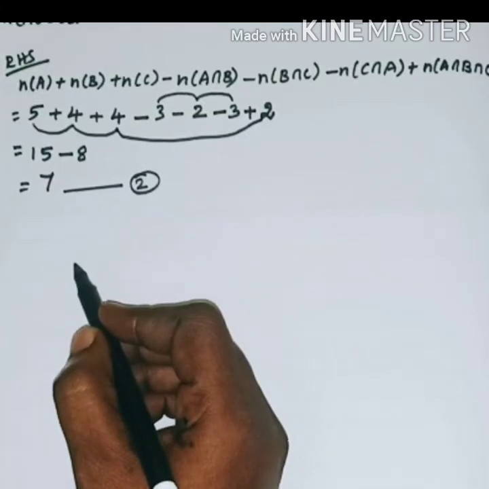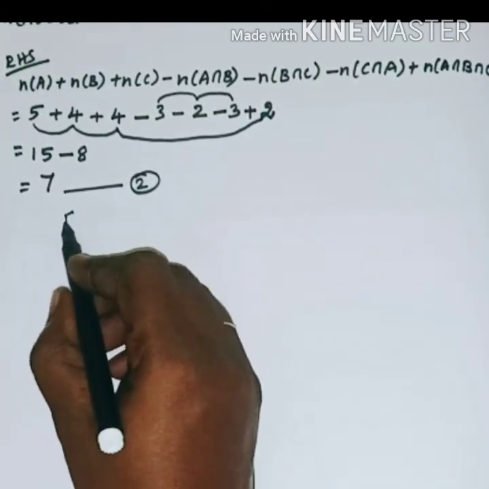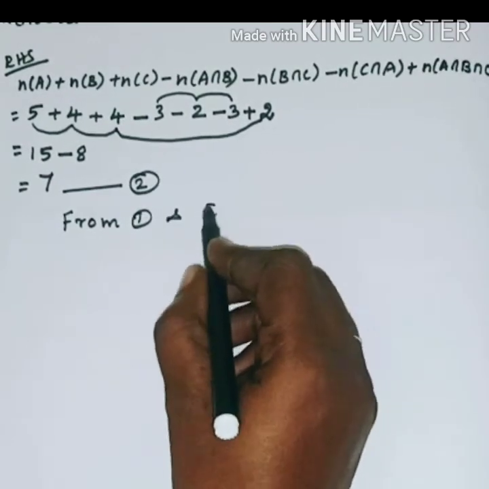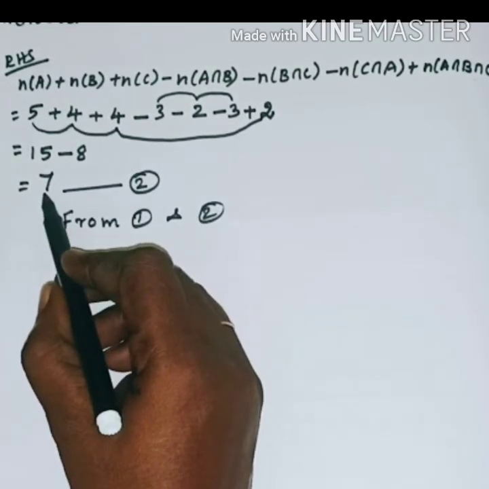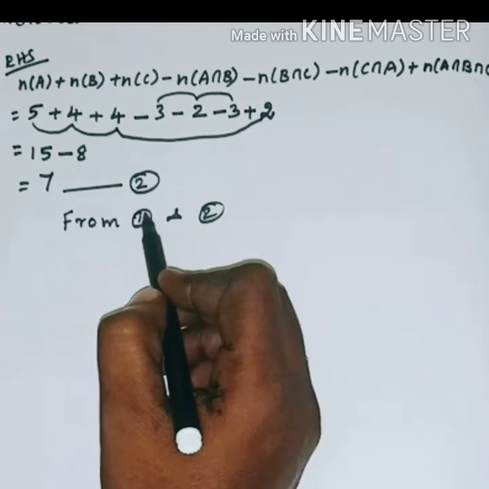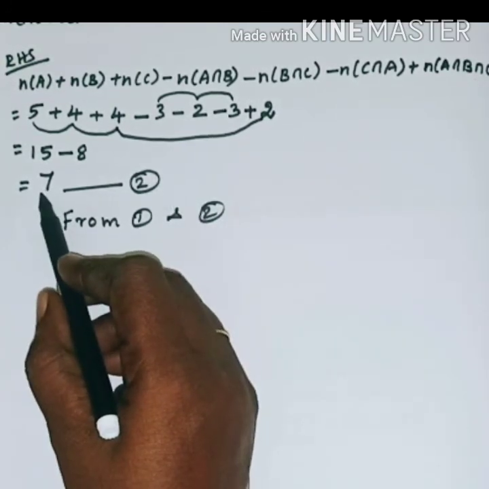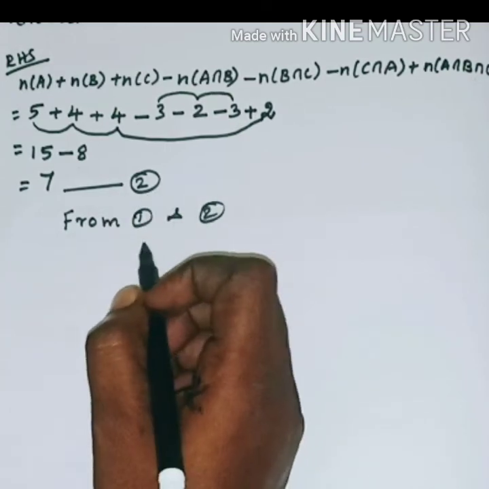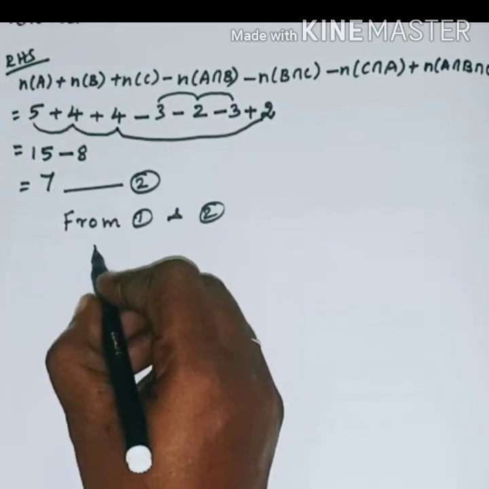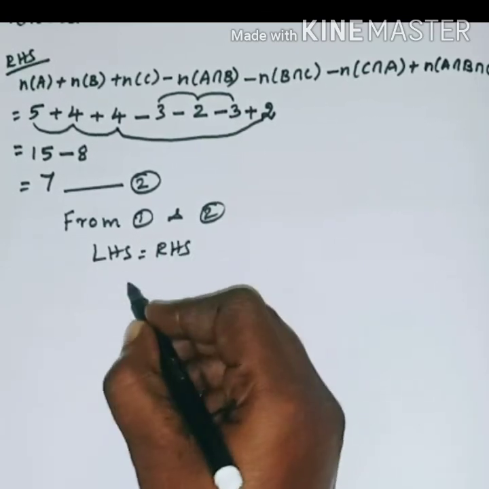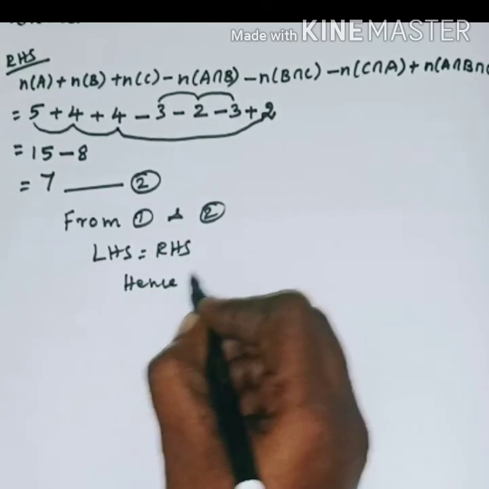This is equation number 2. From the first equation we have 7 as the answer, and we got 7 as the answer for the second equation. So from 1 and 2, left hand side is equal to right hand side, hence proved.